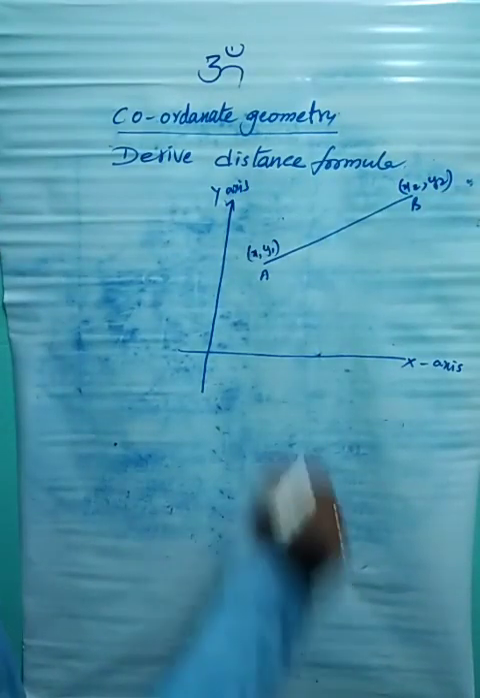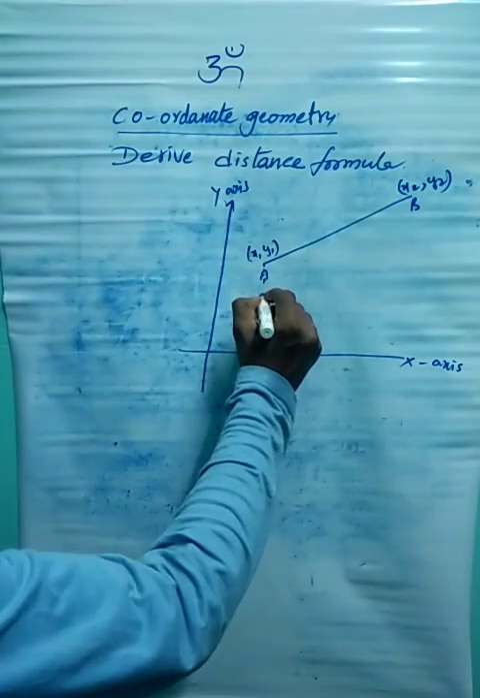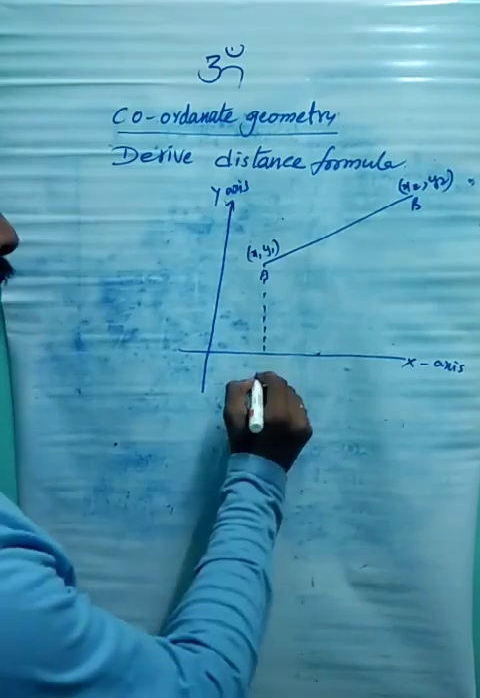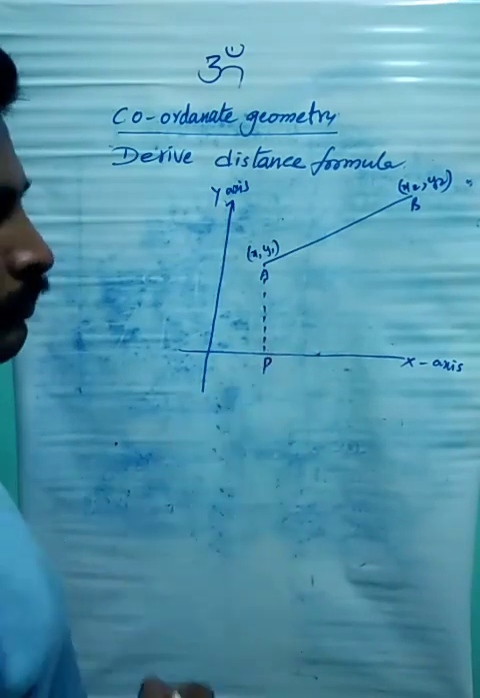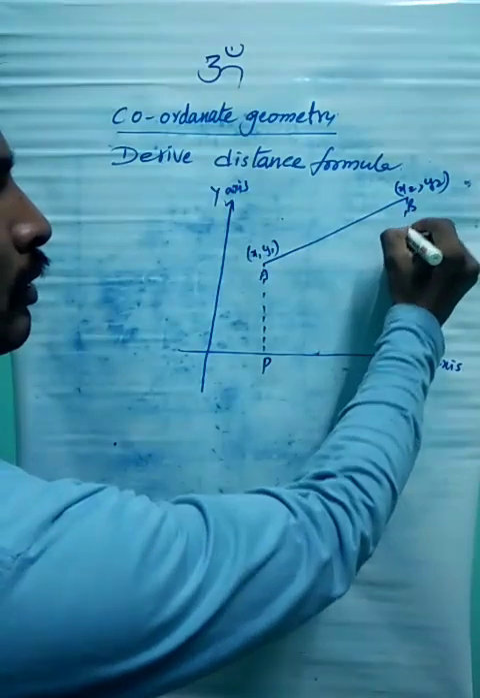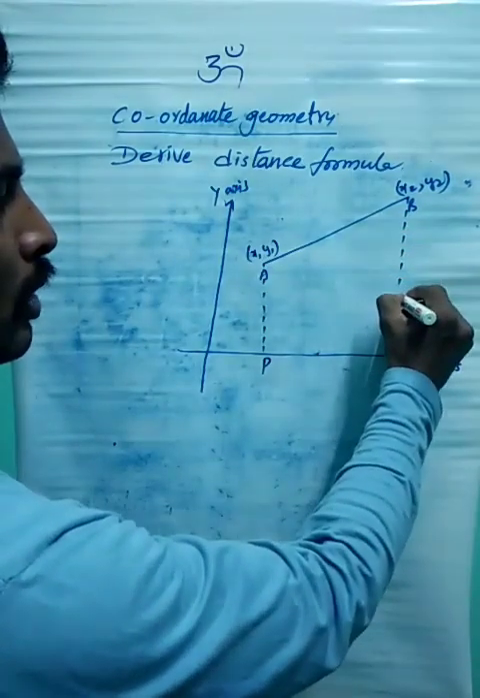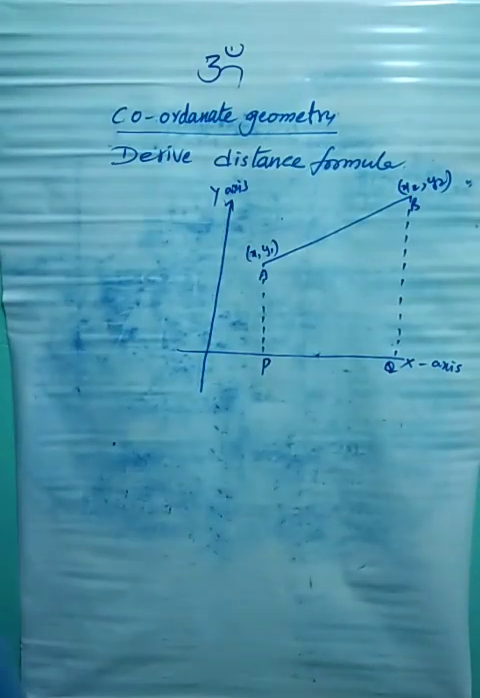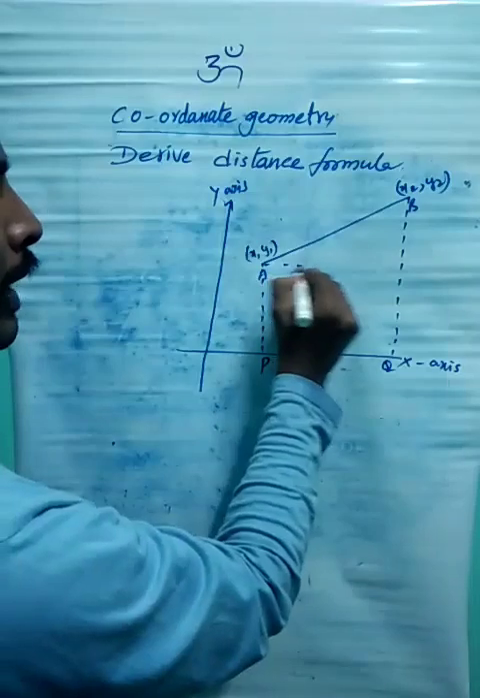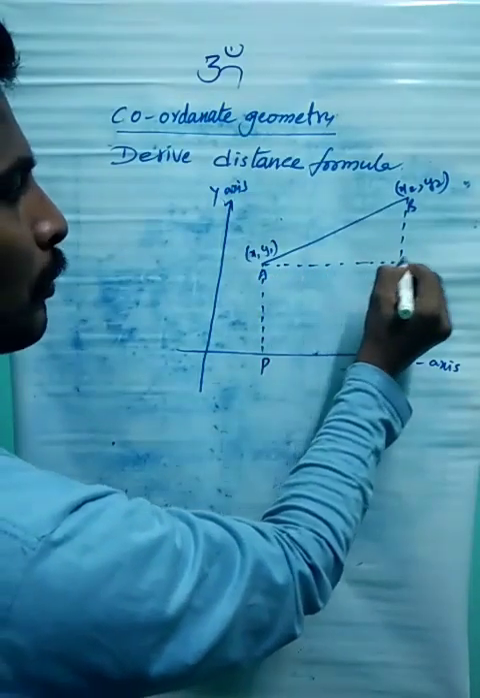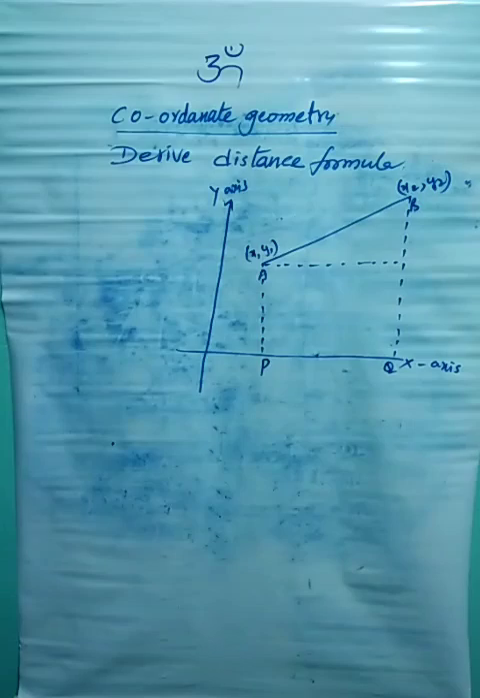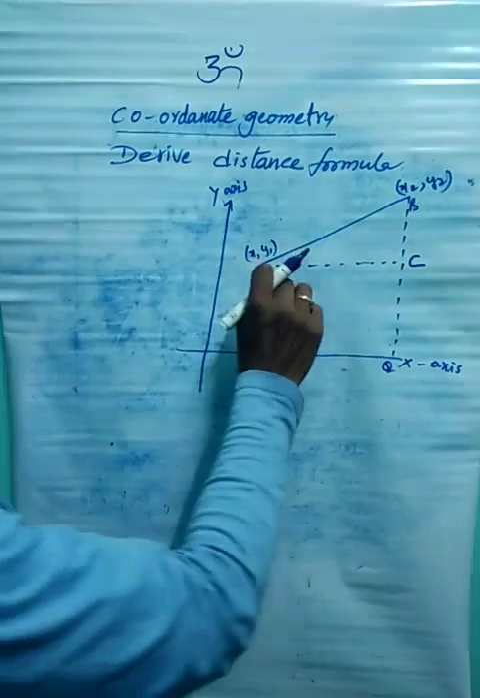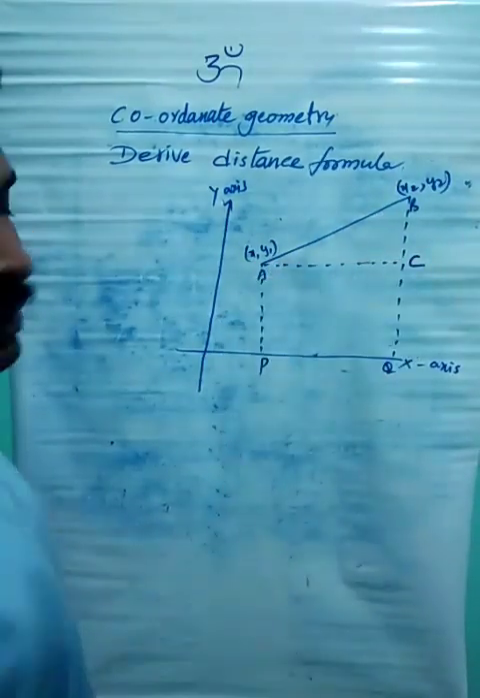For this, I'm drawing one line which is perpendicular to the x-axis, and I note this as P. In the same way, I'm drawing another line perpendicular to the x-axis, which is Q. Finally, I'm drawing one line perpendicular to BQ, which is noted as C. So here, ABC is a triangle.